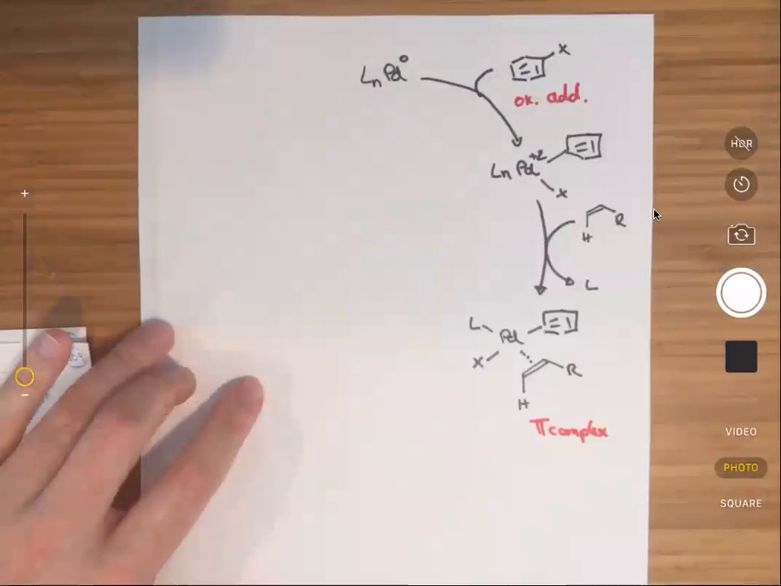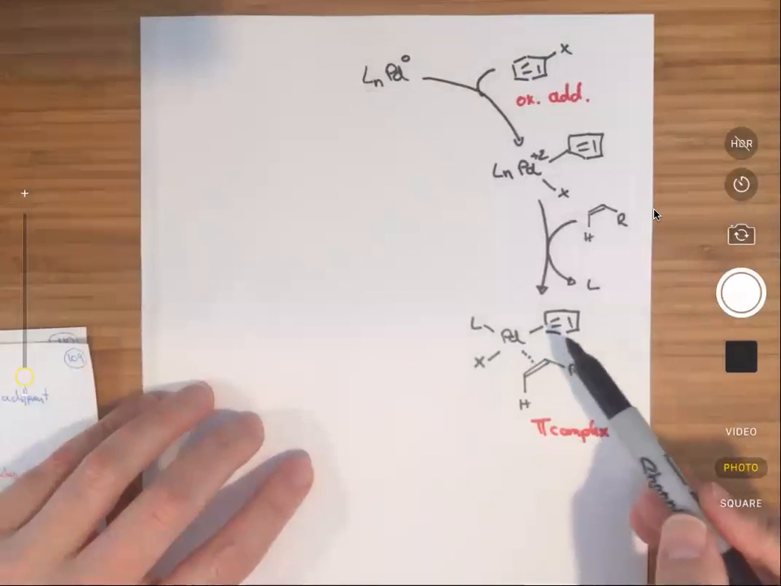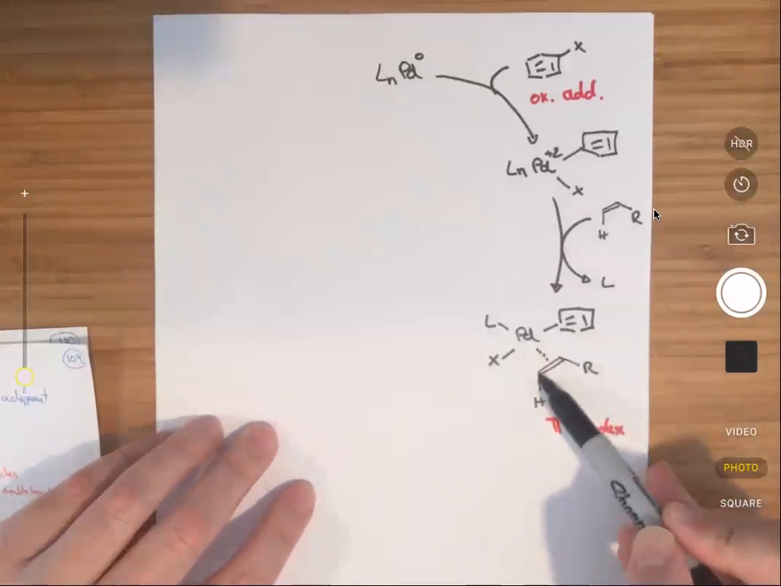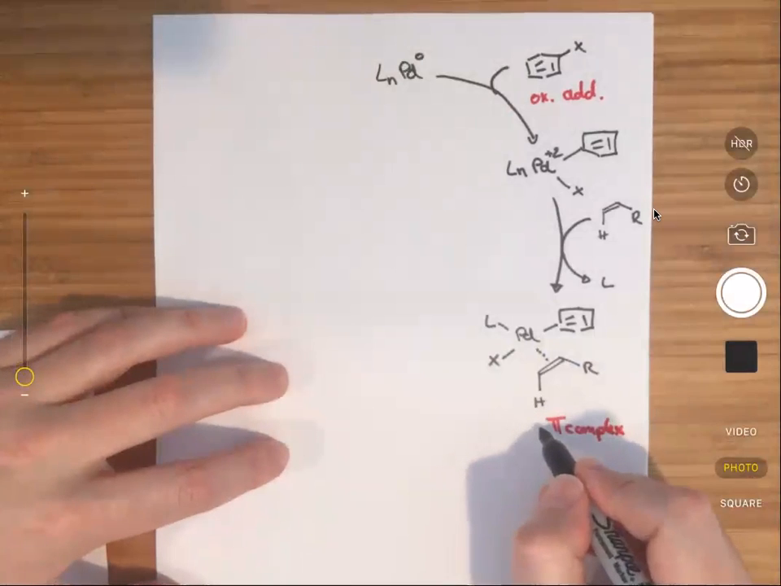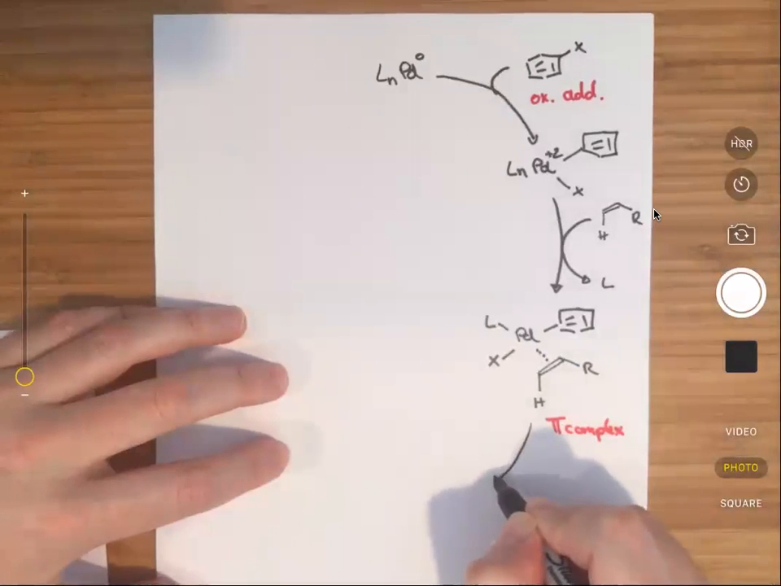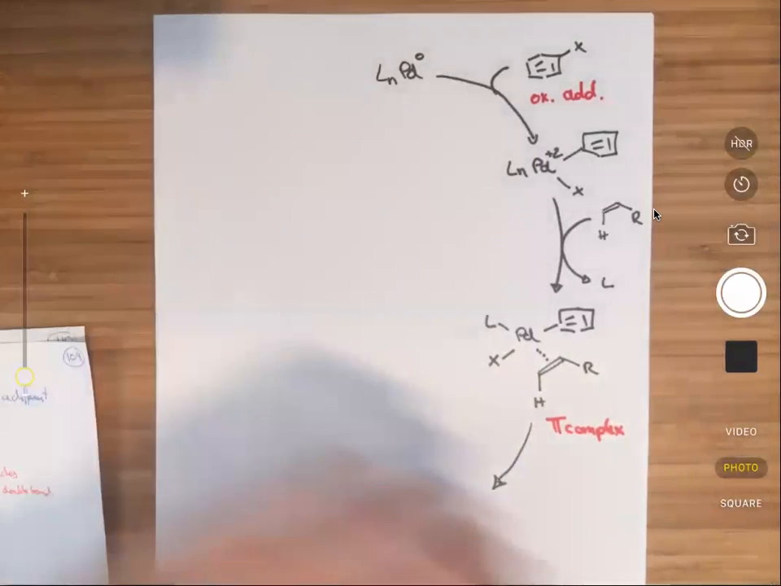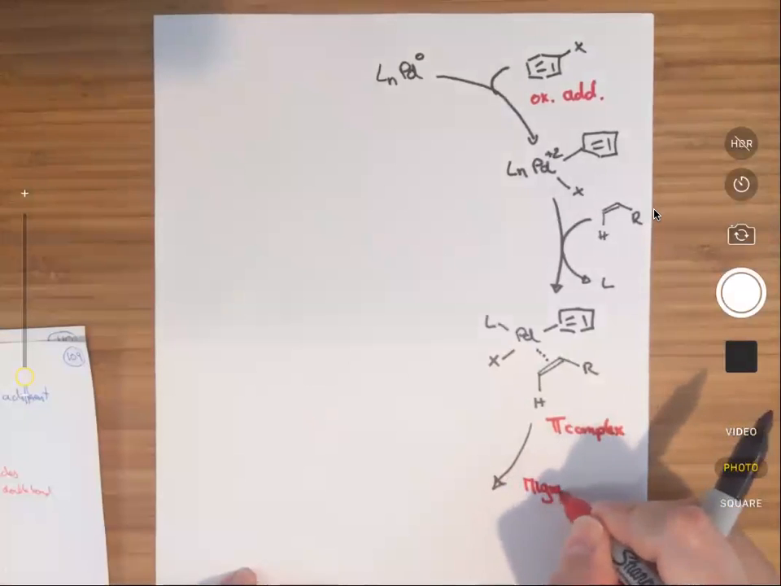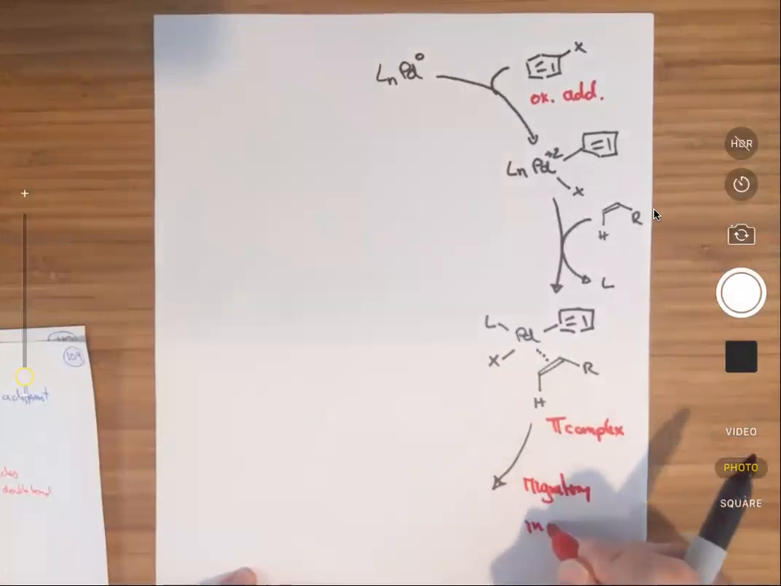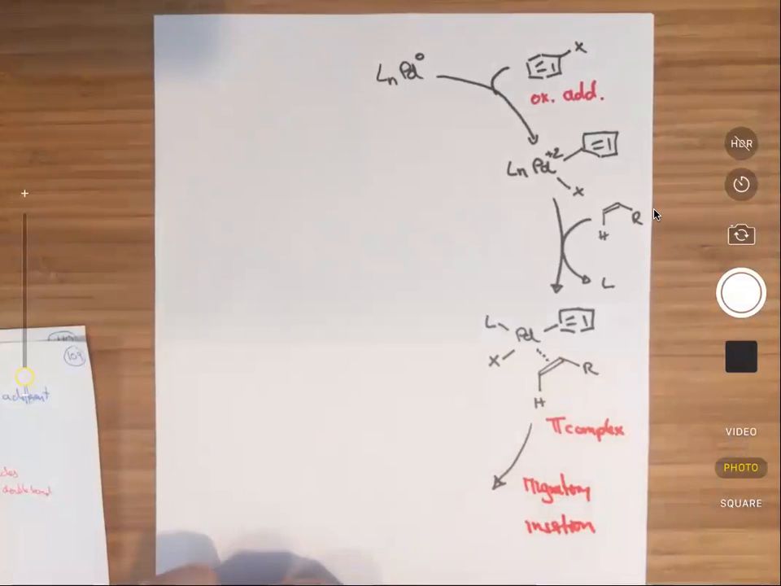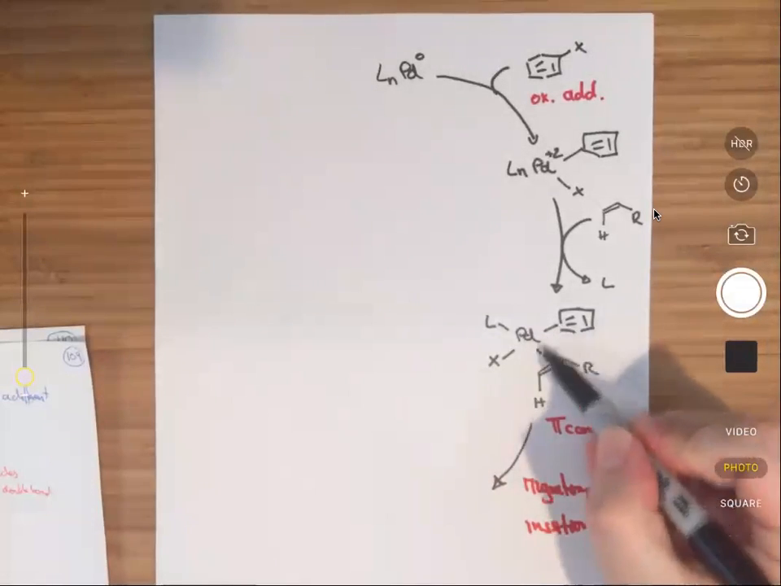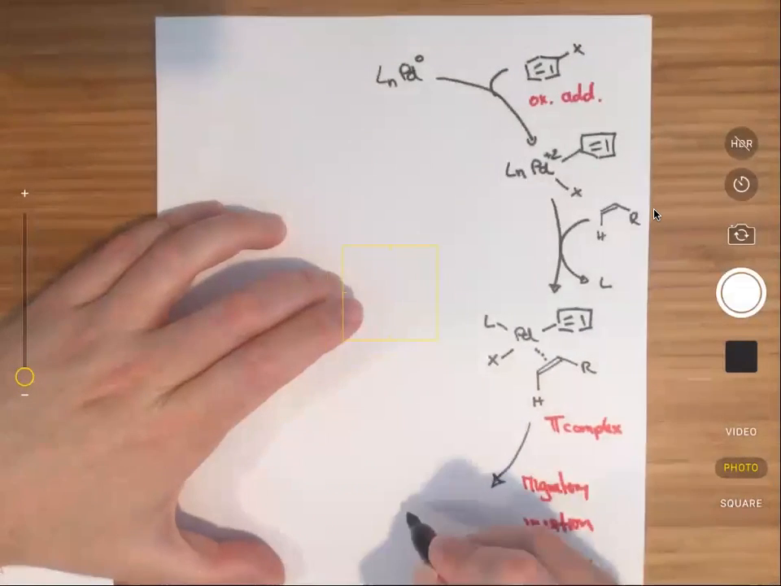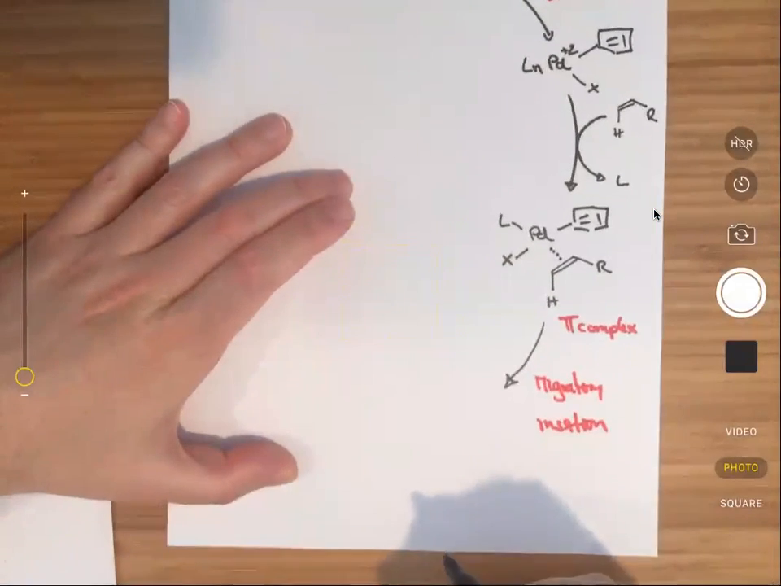And you can think about this exactly the same way, just at this time from this pi complex, you add this palladium carbon bond here across this double bond, right? And we call this the migratory insertion. So it's the addition of this palladium carbon bond across this double bond. So you get something out that looks a little bit like, can you see this down here? I'll move it up a little bit.